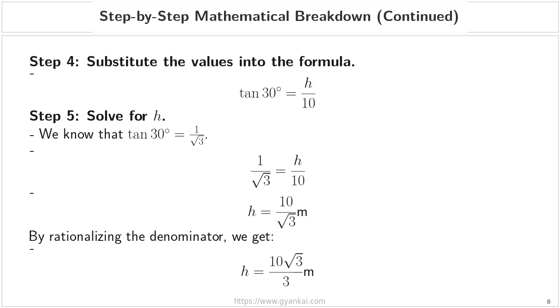Now, in mathematics, we prefer not to leave a square root in the denominator. So, by rationalizing the denominator, which means multiplying both the top and the bottom by the square root of 3, we arrive at our final, polished answer. h equals 10 times the square root of 3, all over 3 meters.